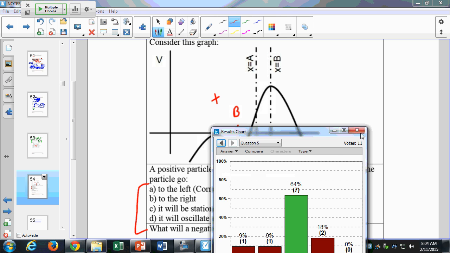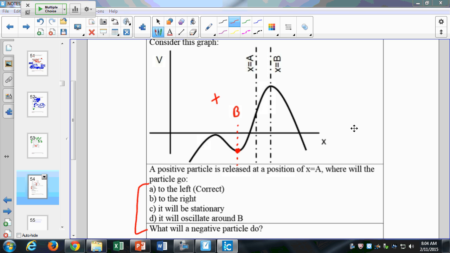All right, C is right. So positive particles, remember, want to move from high to low potential, from that positive side to the negative side. And already it can't move to any lower potential, so it's just isolated there. It doesn't move at all.